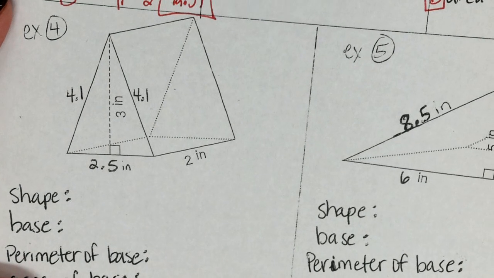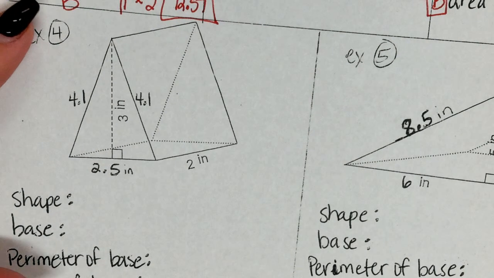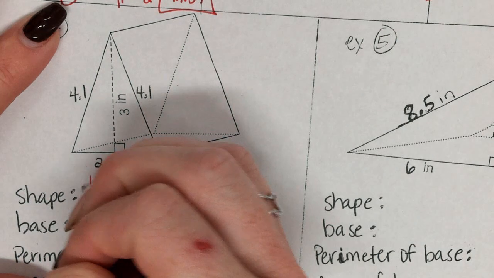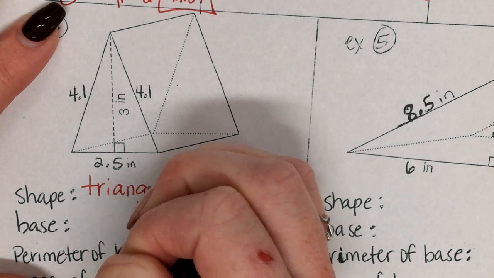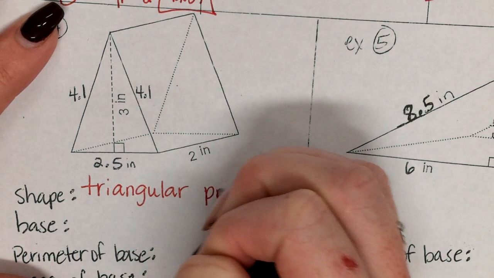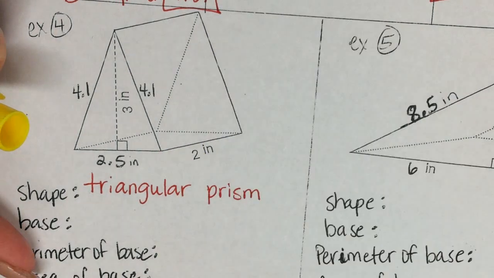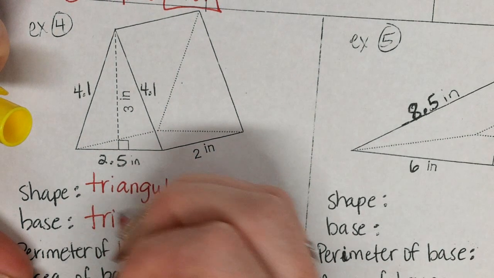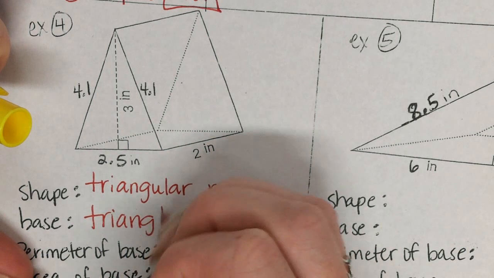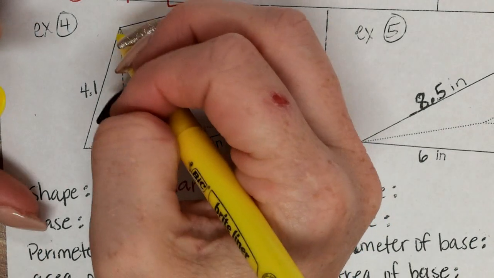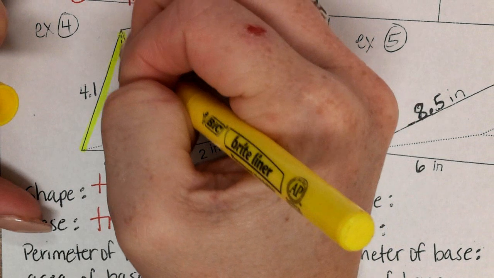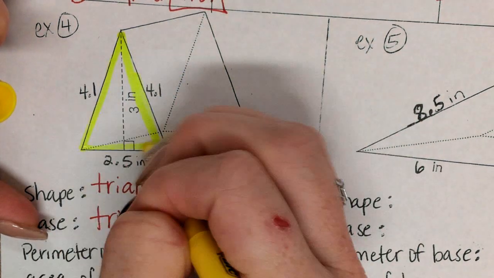Who can tell me what this shape is called? A triangular prism. Write it down. Like I said, you're about to answer questions on this. If it helps you, highlight the base. What kind of base is this? It's a triangle base. So if you see a triangle, that's your base.